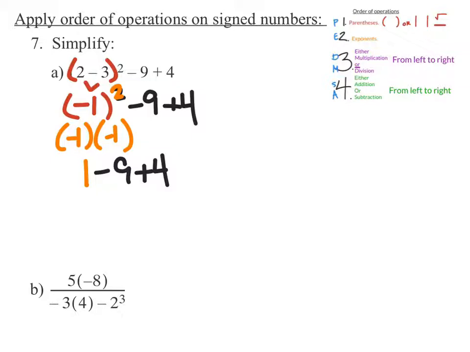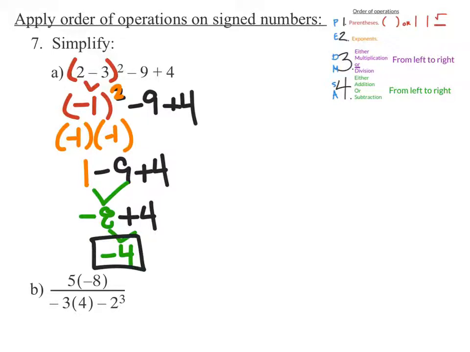So now there's no multiplication or division in this, so I'm going to go straight to subtraction, which is farther to the left. 1 minus 9 is negative 8. Then I will add the 4. Still addition, negative 8 plus 4 is negative 4, which is our final answer on this one.